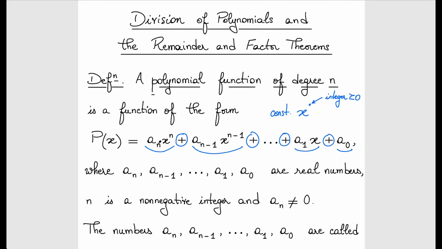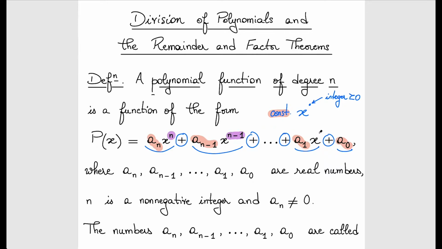So again, it's a finite sum of terms that look like a constant. All of these guys are constants. I mean, you can read the next part. All these a_i's are constants. They are real numbers. Okay. So all of these are real numbers, which means they are constants. And the x part is gonna have an exponent.